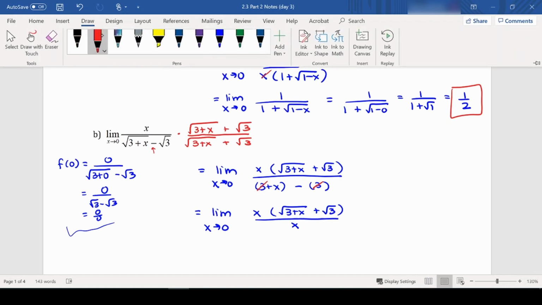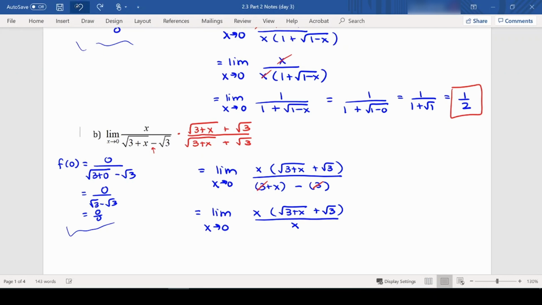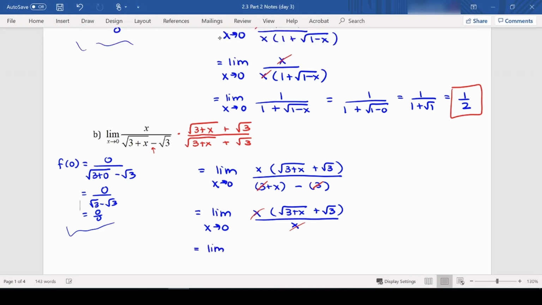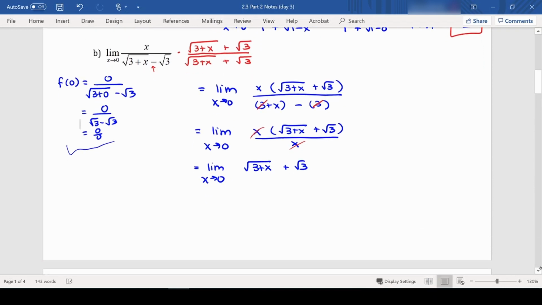These can simplify because on the top, it's a factor. Now I'm left with the limit as x approaches 0 of root 3 plus x plus root 3. It was on the numerator, so it stays there. There is no denominator anymore. Now I can direct substitute. I get root 3 plus 0 plus root 3, which gives me root 3 plus root 3, or 2 root 3.